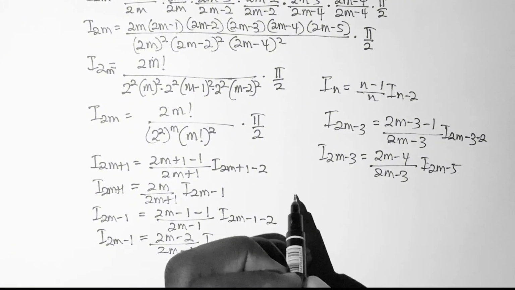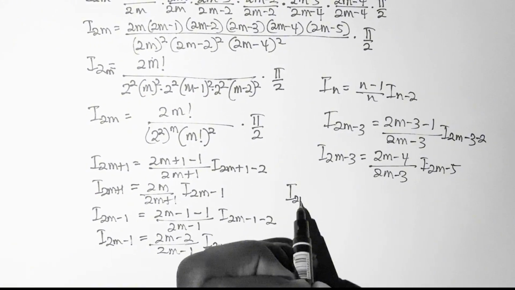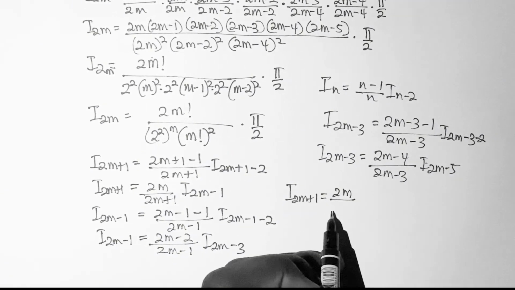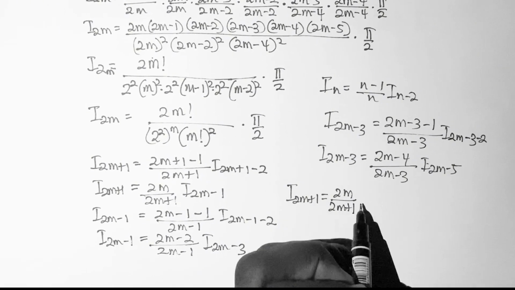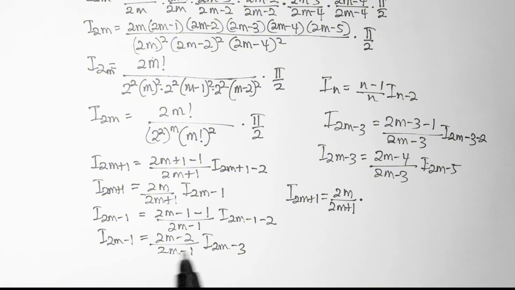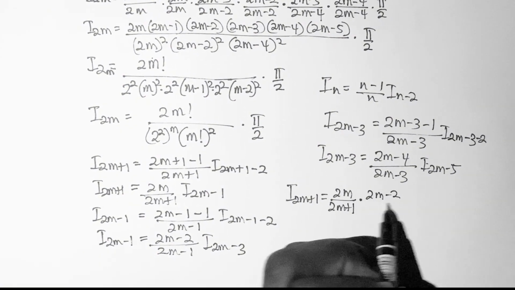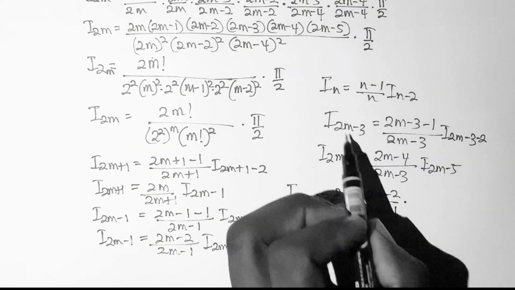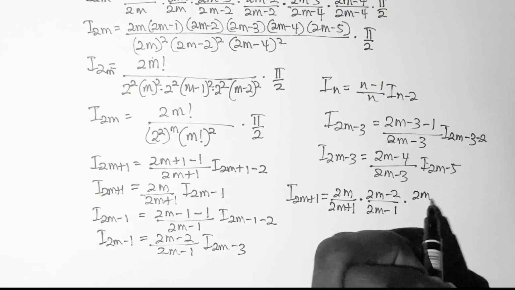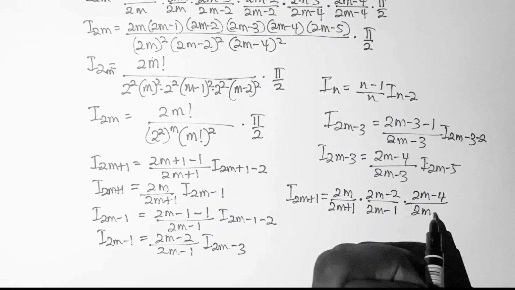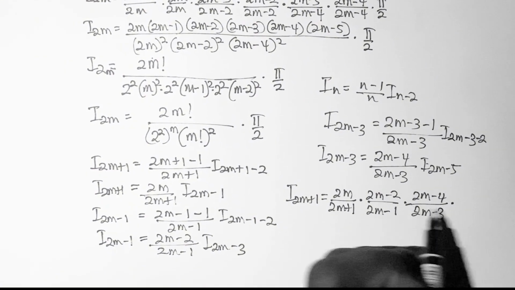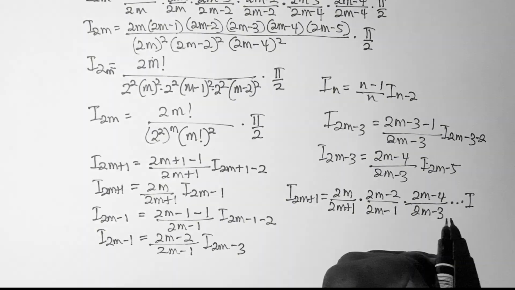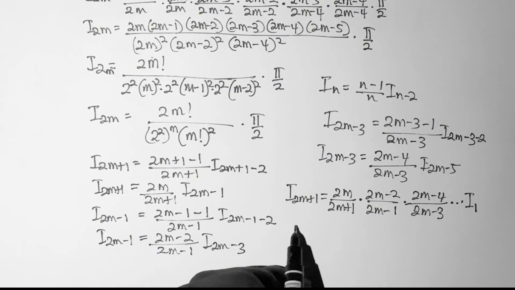So you can see that I of 2m plus 1 is equal to 2m divided by 2m plus 1, then times the next one, 2m minus 2 divided by 2m minus 1, then times 2m minus 4 divided by 2m minus 3, times, and when we keep on, we'll reach the case of the least odd number, which is I of 1. So let's find I of 1.